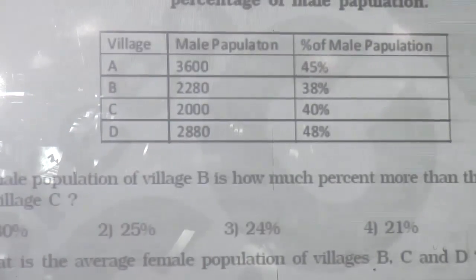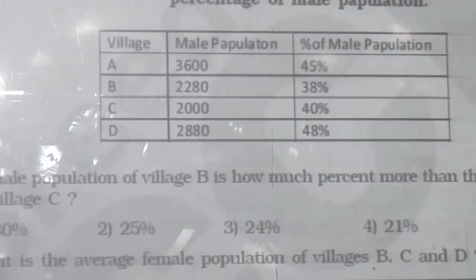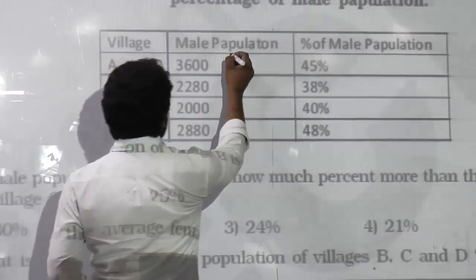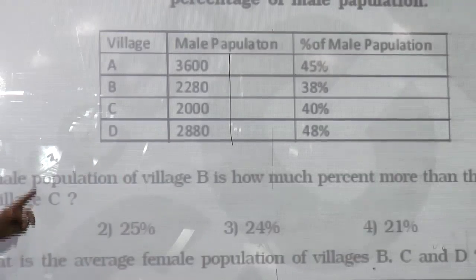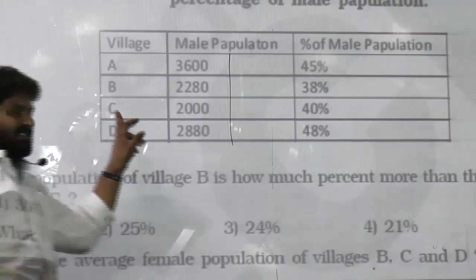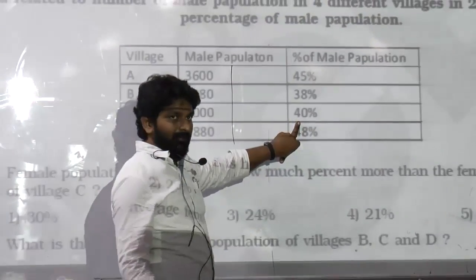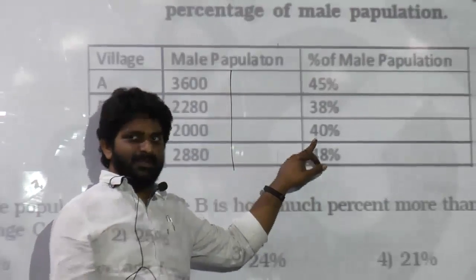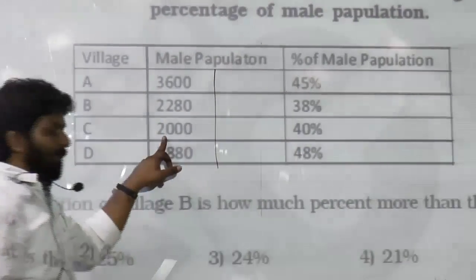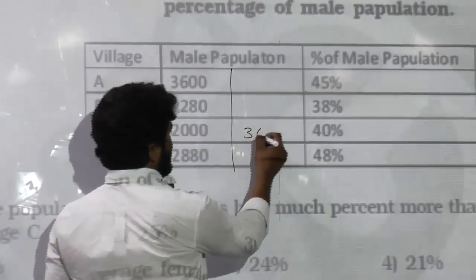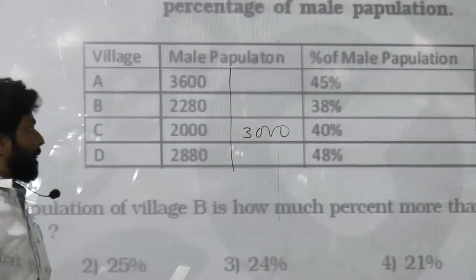Okay? Right. Now, 46. Female population of village B is how much percent more than female population of village C? So for everything you need to calculate female. So here itself let me calculate female. This is male and this is female. Now the question is about B and C. C is easy. 40% are male, female are 60%. How will you get 60 using 40? 40 plus half of 40. 2000 plus half of 2000, 3000. So female count 3000.